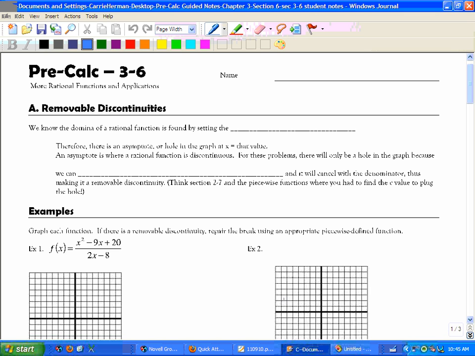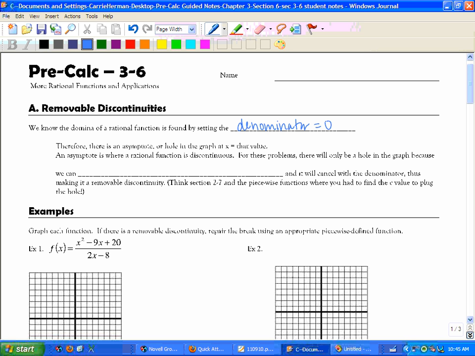Section 6, we're going to talk about more rational functions and their applications. So the first part about this is about removable discontinuities. We know the domain of a rational function is found by setting the denominator equal to 0. Therefore, there's an asymptote, or a hole in the graph, at x equals that value.